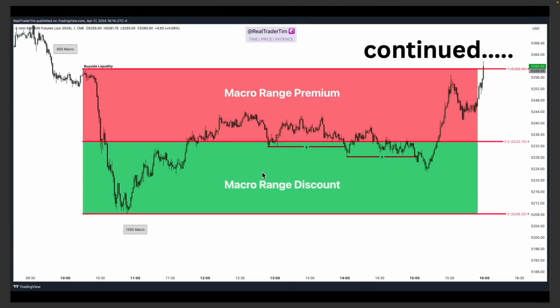And here we are again, sticking with the same example, utilizing the macro range. So see how this high was formed just after the 950 macro? That's still applicable. And how we had this reversal during the 1050 macro. This is the range that the algo is going to refer to.